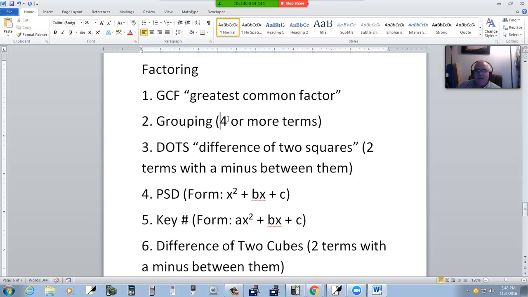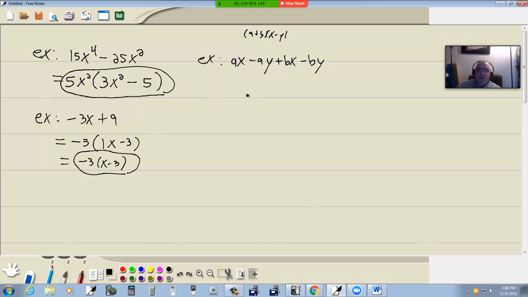So next method says when you have 4 or more terms, you try grouping. Well, we have 4 or more terms here. And when I say grouping, you group the first 2 terms together, and group the last 2 terms together. Now the first group has an a in common, so I factor that out, and that gives me x minus y. My second group has a b in common. I factor that out, and that gives me x minus y.